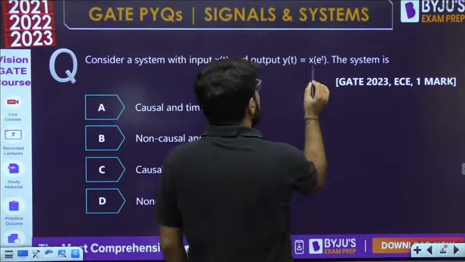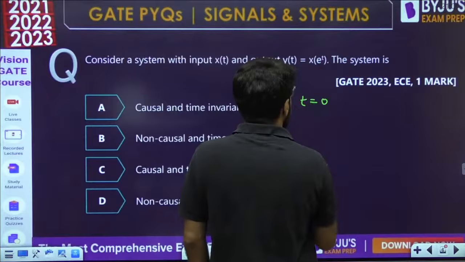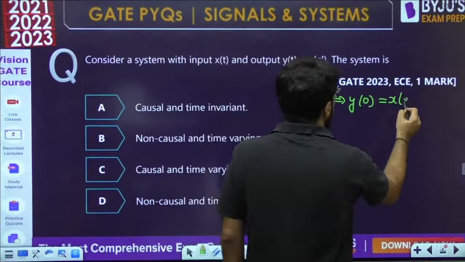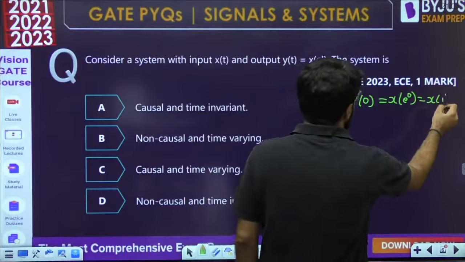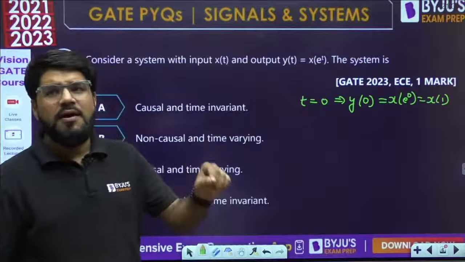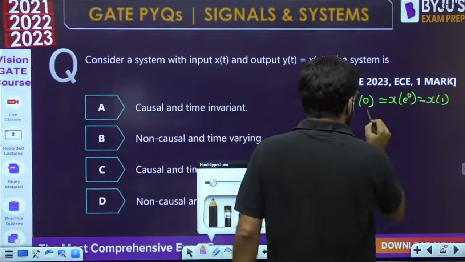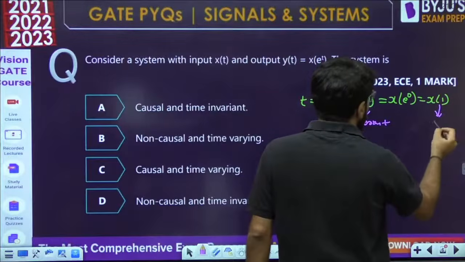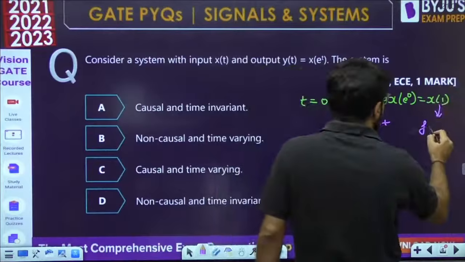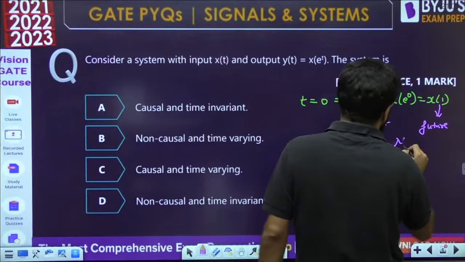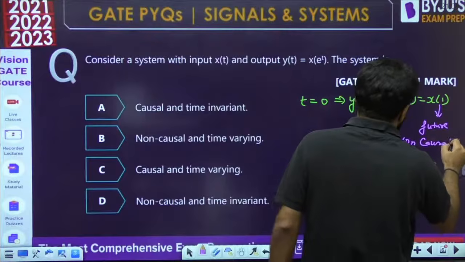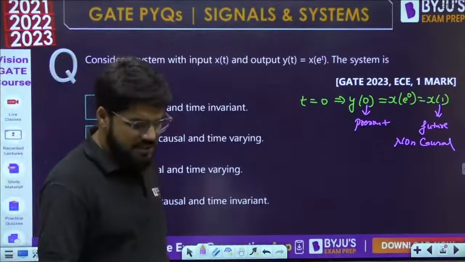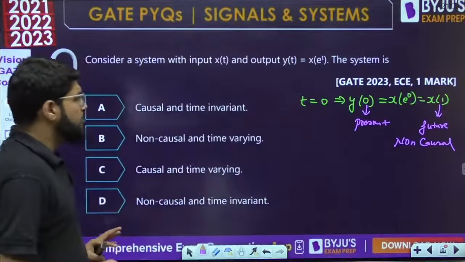So what does the causality say? It is very simple logic. If you take t equal to 0, what is going to be y(0)? y(0) will be equal to x(e^0), but e^0 we know is 1. So you are calculating the output at t equal to 0, and to calculate the output at t equal to 0, you need the value of the input at t equal to 1. That is the futuristic value, and such a system is non-causal. When the output depends on the future values of the input, it cannot be causal. This is one simple example to prove non-causal.